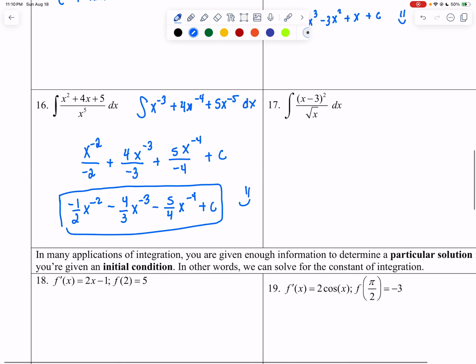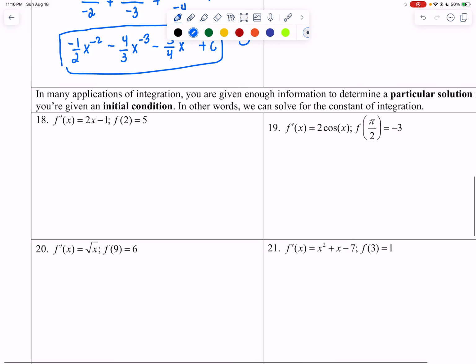All right, so let's say that I have something like number 18 here where I have the derivative and I also have an initial condition. So what I'm going to do is actually find out what the constant of integration is based off of my initial condition, which is really fun. So looking at number 18 here, what I'm going to do is take the antiderivative of 2x minus 1, which is going to be x squared minus x plus c.